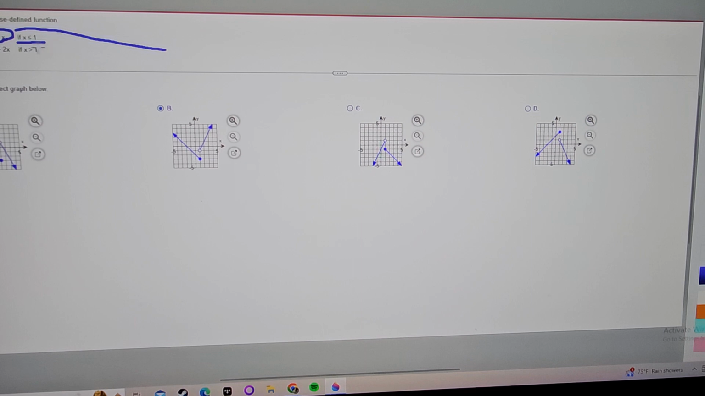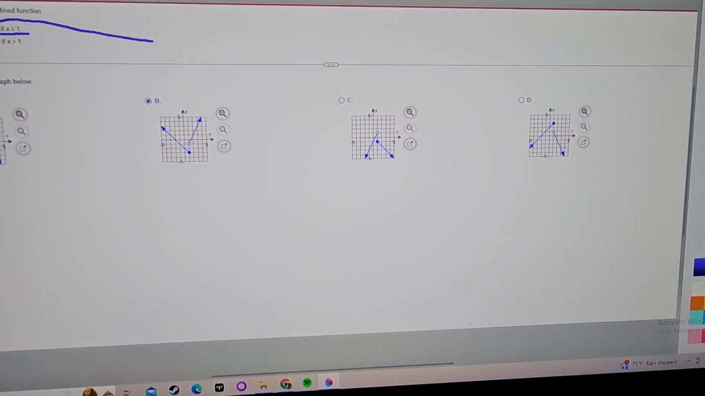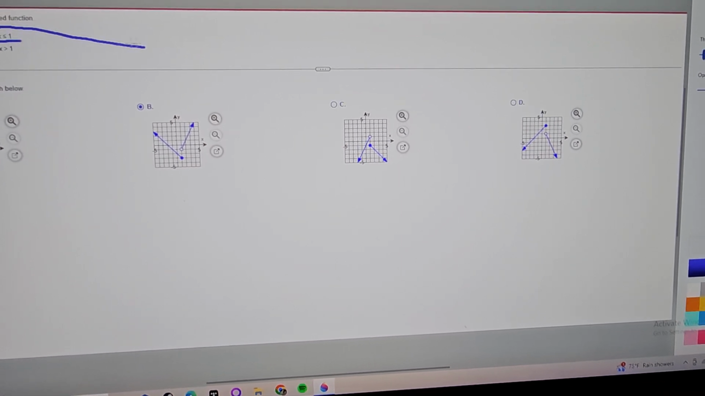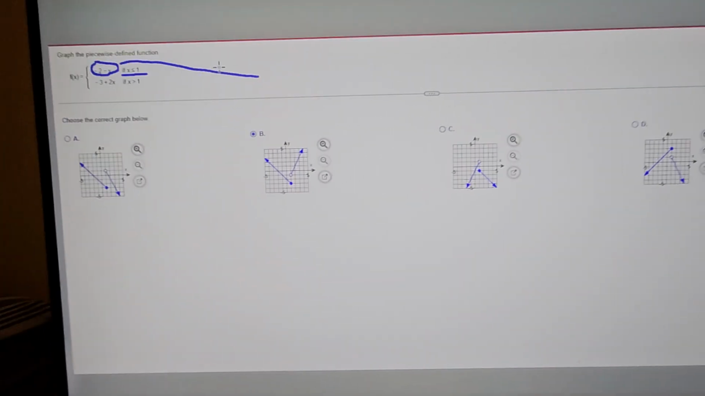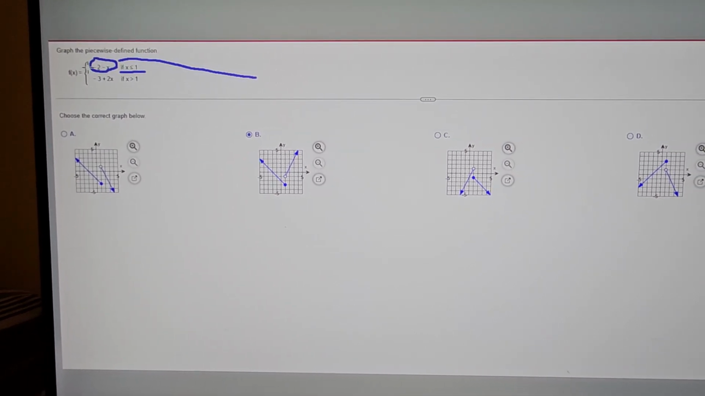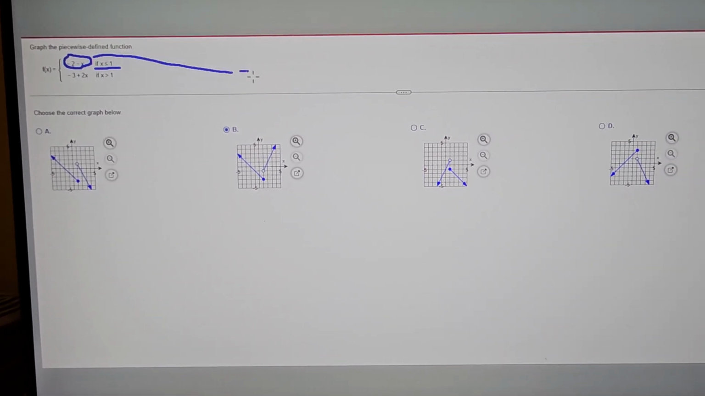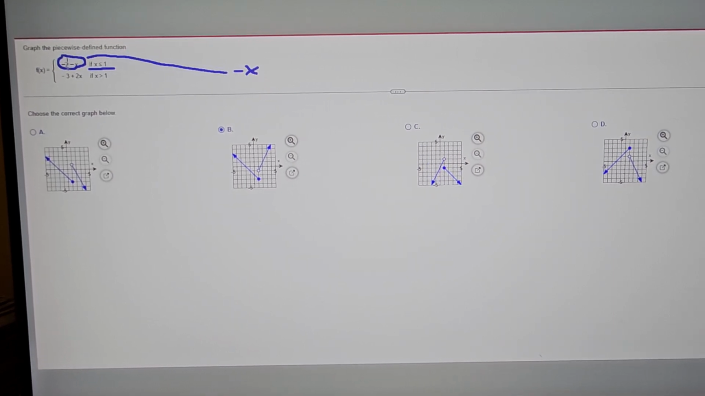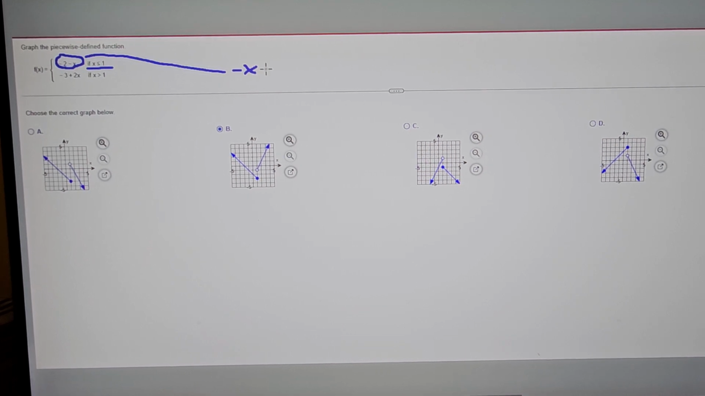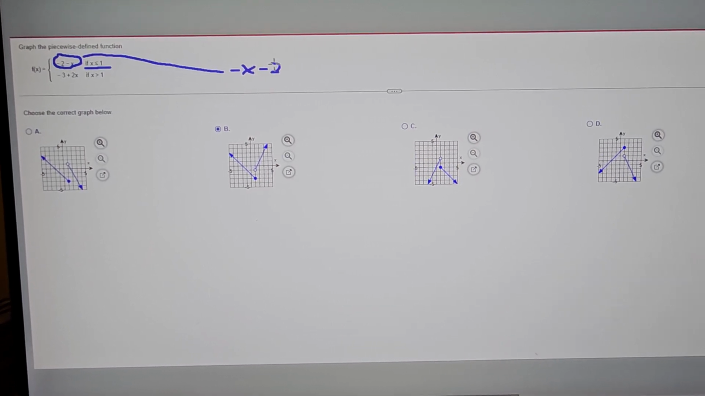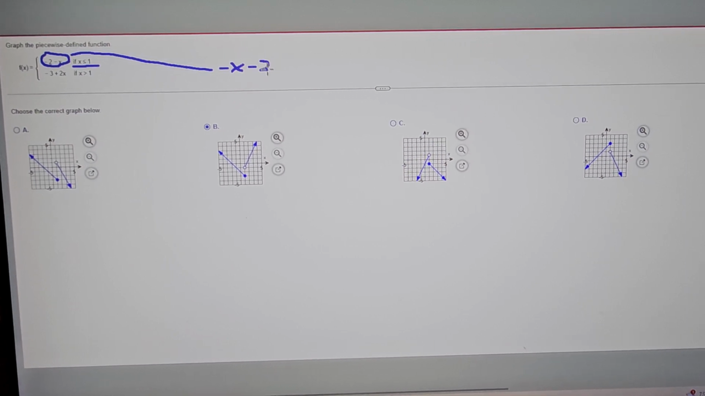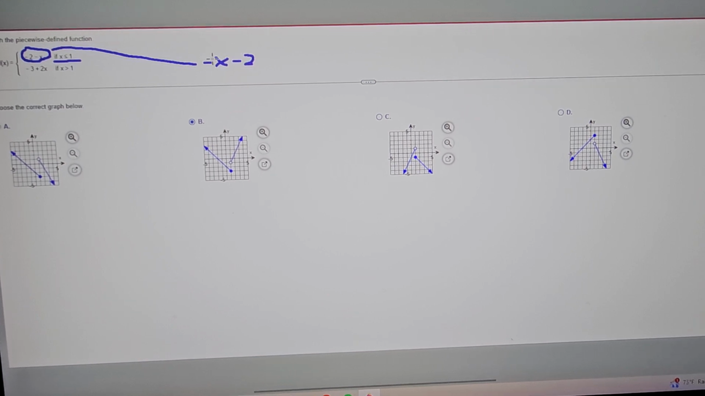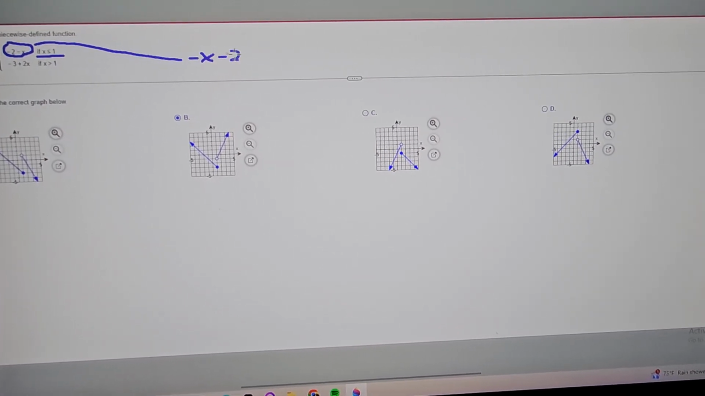The way I think about this, especially with something like this, is that we can just put it back in mx plus b format. This is what I personally like to do: when I have something like this, I write it back into mx plus b. So in reality, -2 take away x is the same as -x take away 2, which is really just mx plus b. The m in -x take away 2 is -1.